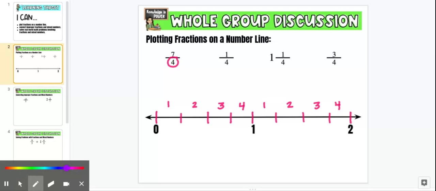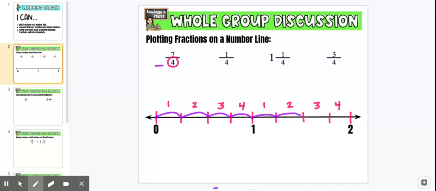So if I start for 7/4, I'm going to start at 0 because there's no whole number here, and I'm going to make 7 jumps to the right. 1, 2, 3, 4, 5, 6, 7. I'm going to put my point, make it kind of big, and I'm going to write 7/4. Then I am going to do 1/4. And again, there's no whole number here, so I'm starting at 0, and I'm going to do one jump to 1/4. And I'm going to plot my point.